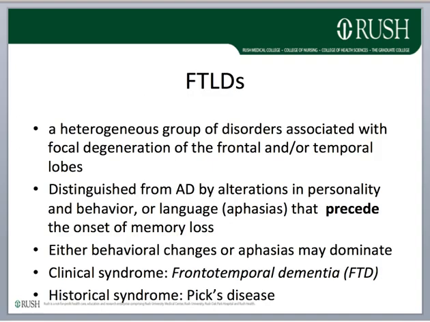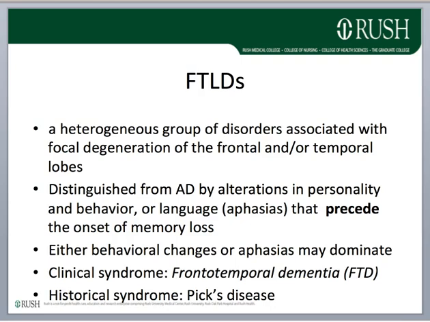Frontotemporal lobar degenerations are a heterogeneous group of degenerative dementing diseases that share several clinical features and are characterized by selective frontal and temporal lobe atrophy, as the name suggests. These account for about 12 to 20% of cases of dementia, so it's an important category of dementing diseases.